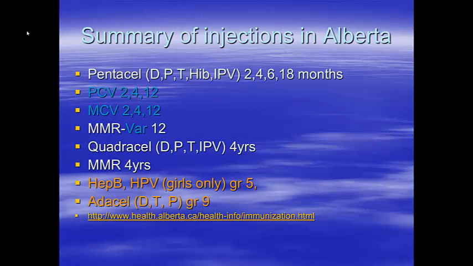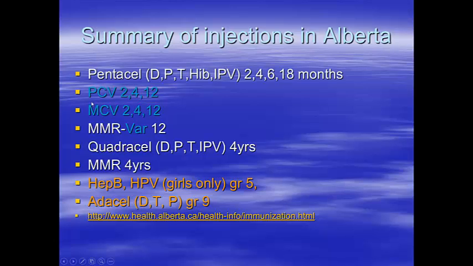So here's the schedule. Pentacel is 5 different vaccines all rolled into one. They are diphtheria, pertussis, tetanus, Haemophilus influenzae type B, and inactivated polio vaccine. And those are given to babies at 2, 4, and 6 months of age, and then again at 18 months of age in a booster dose.